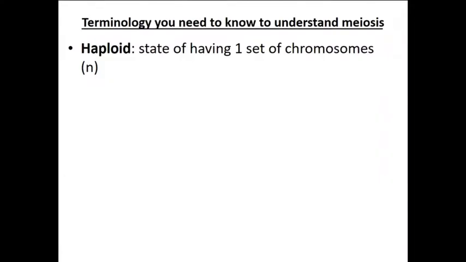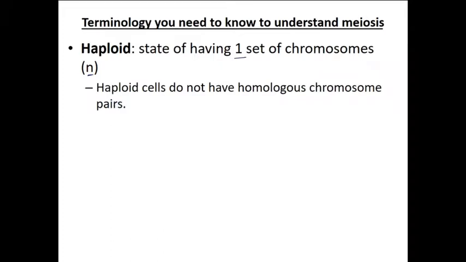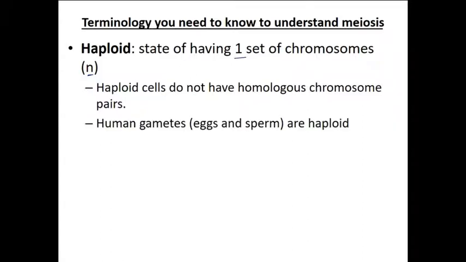Okay, now I get to contrast it with haploid. So haploid is a state of having just 1 set of chromosomes, and so that is n. There's no 2 involved. Okay, there are no homologous chromosome pairs when we talk about haploid cells, because only diploid cells have homologous pairs, because you have 2 of each. So we just have 1 of each. Okay, human gametes, or the eggs and the sperm, are haploid. Those are the only cells in humans that are haploid.